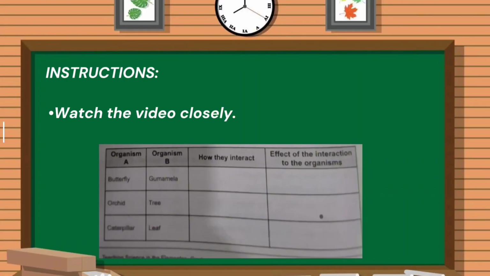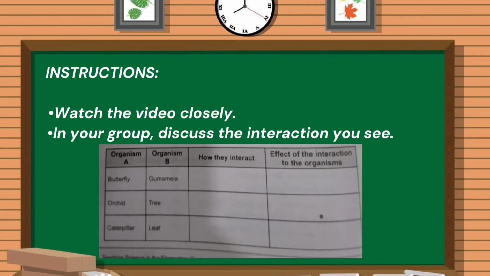Here are your instructions. Watch the video closely. In your group, discuss the interaction you see. Complete the table by writing how they interact and the effect of the interaction on the organisms. You will be given 10 minutes for this activity. After that, I will say time's up and we will share your answers together.